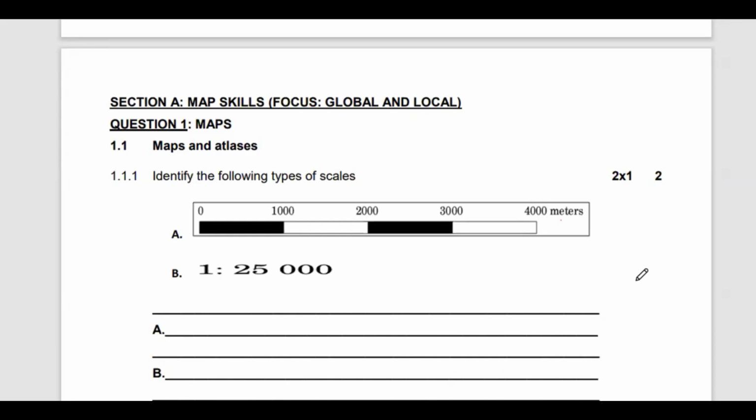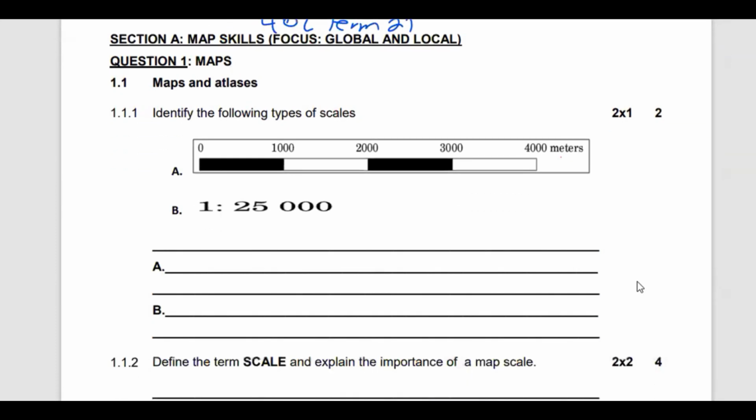All right, so today we are starting with our memo discussion for the past question paper for geography, which is term 2. Remember, we have 35, that is term 1's work, and then the 40, which is term 2, right? Term 1 is map skills, and term 2 is theory. So let's start with our Section A, which is term 1 marks.